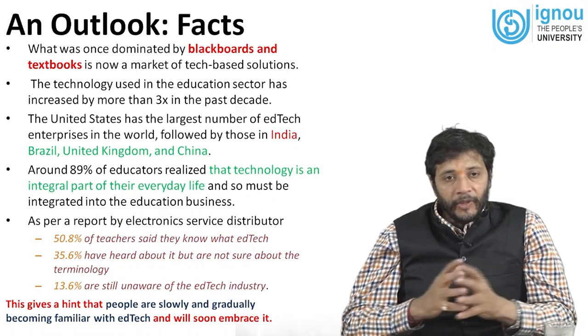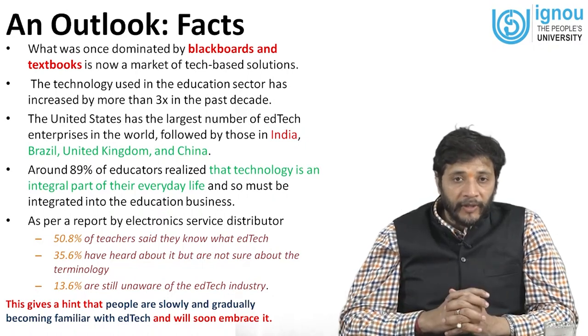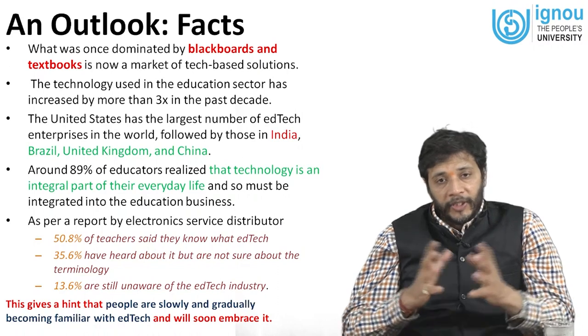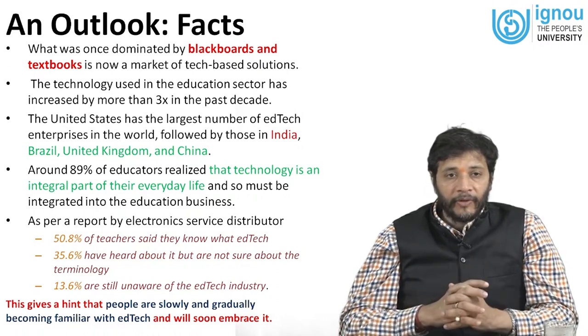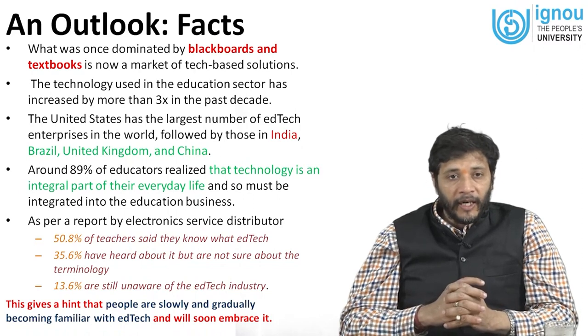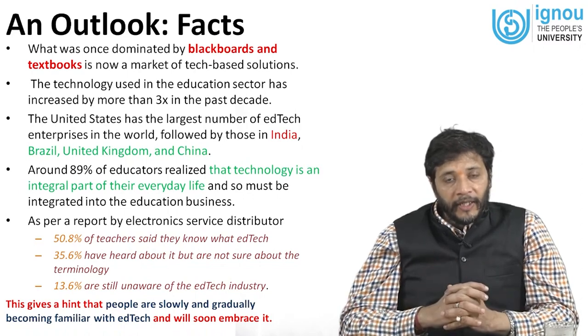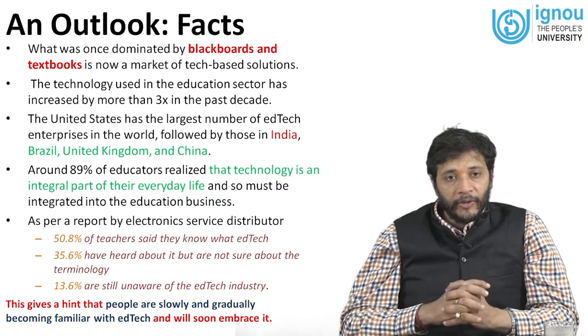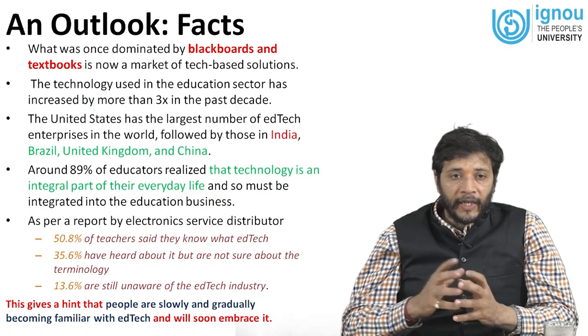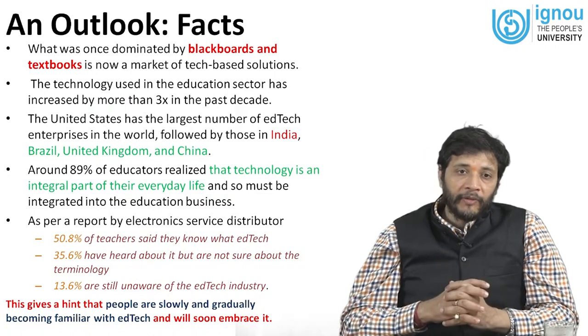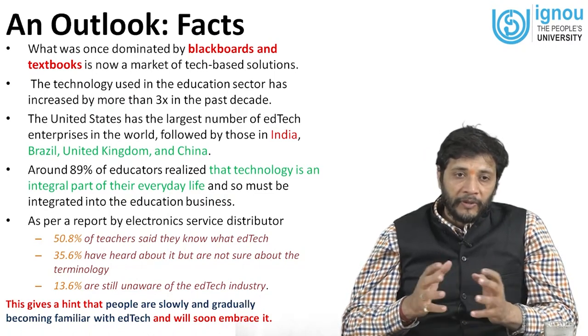So we are going to talk about certain facts and figures. Then we are going to talk about how the digital divide is coming up, because when you talk about the digital divide, somewhere the learners are privileged to access the internet, but somewhere they are not. This is the gap which is coming up, and it points to something which needs to be done.